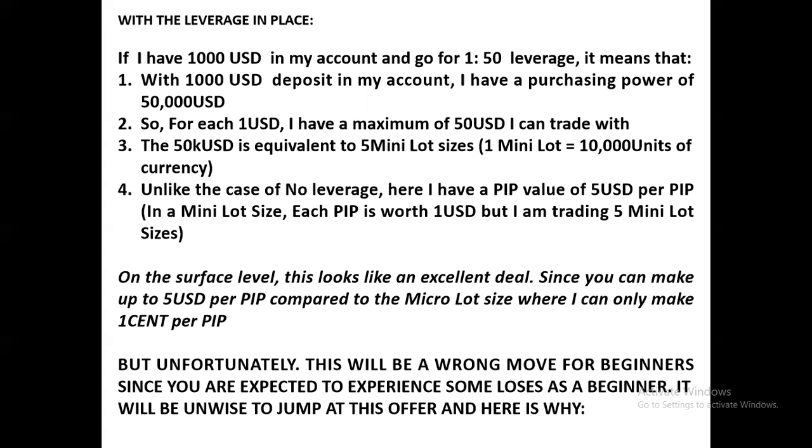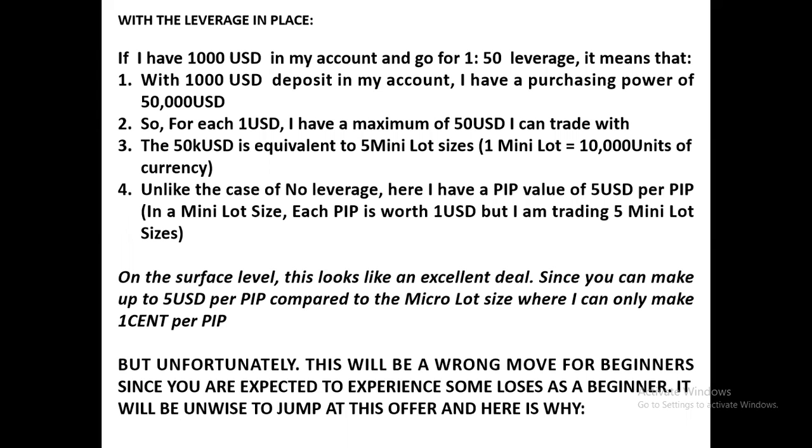So now we've looked at how leverage doesn't work, but let's look at how leverage works. If I have 1,000 US dollars in my account and go for a 1 to 50 ratio of leverage, what it means is that with a 1,000 US dollar deposit, I have a purchasing power of 50,000 US dollars. The broker will give me 50,000 US dollars, which means I can control up to 50,000 units of currency. That's a huge one.